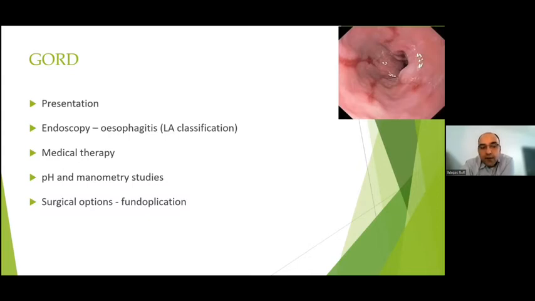And the surgical options for treatment, they include fundoplication, which means that you wrap the fundus of the stomach around the esophagus to reinforce the lower esophageal sphincter. And fundoplication can be of many types. It can be a 360-degree fundoplication called Nissen's, or there are various others where you don't wrap the entire esophagus.